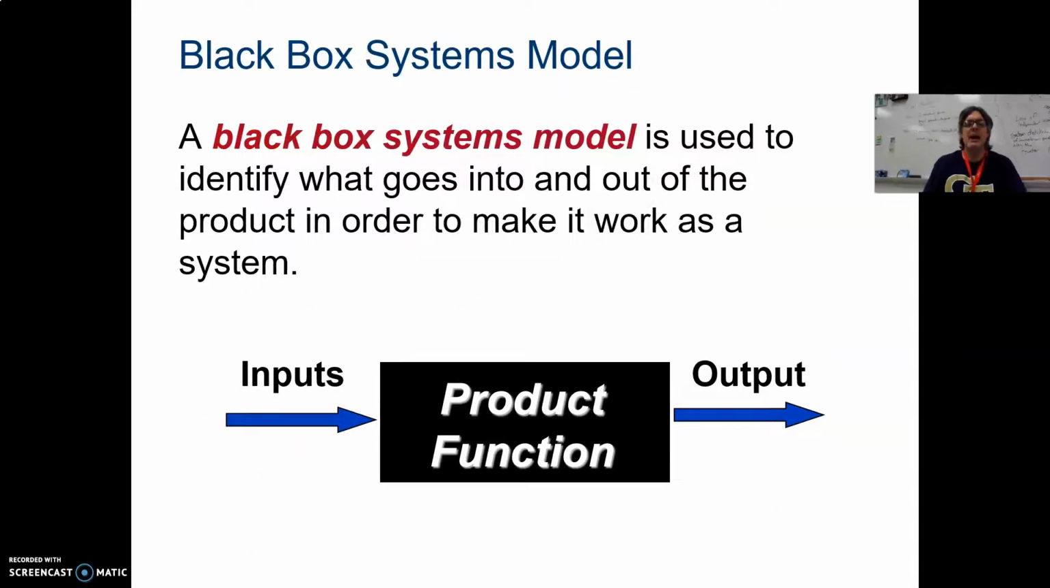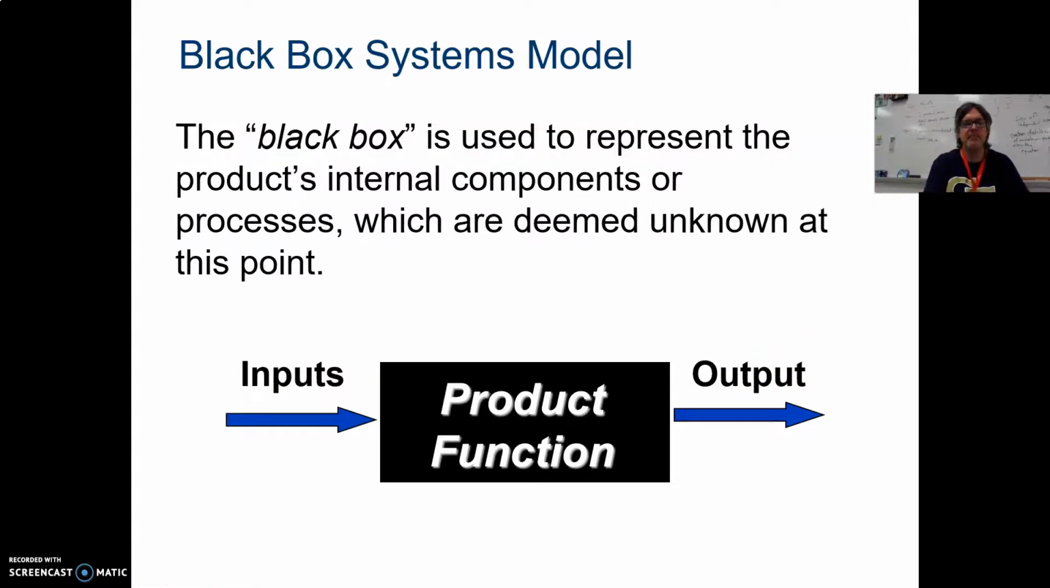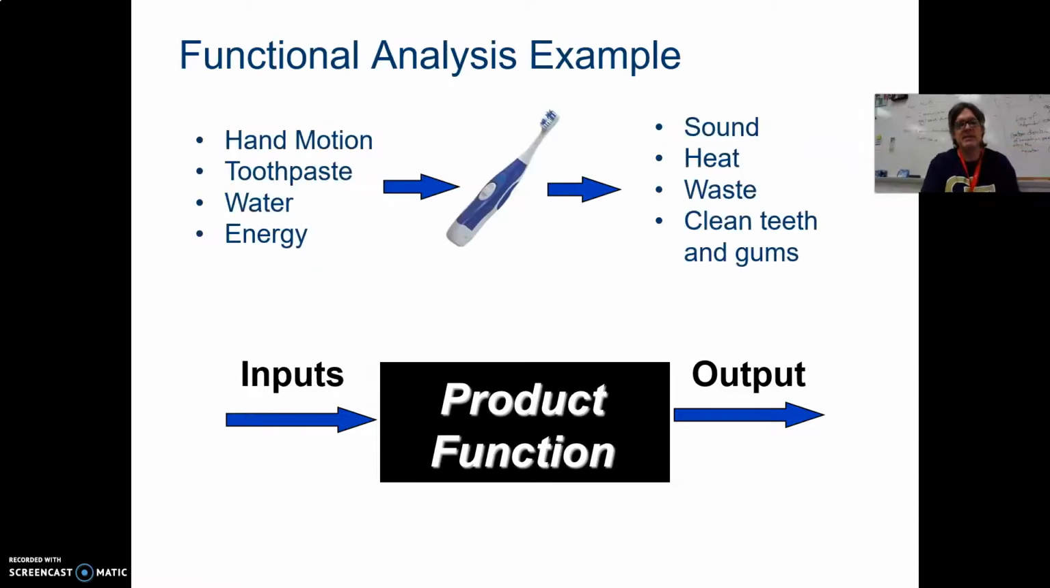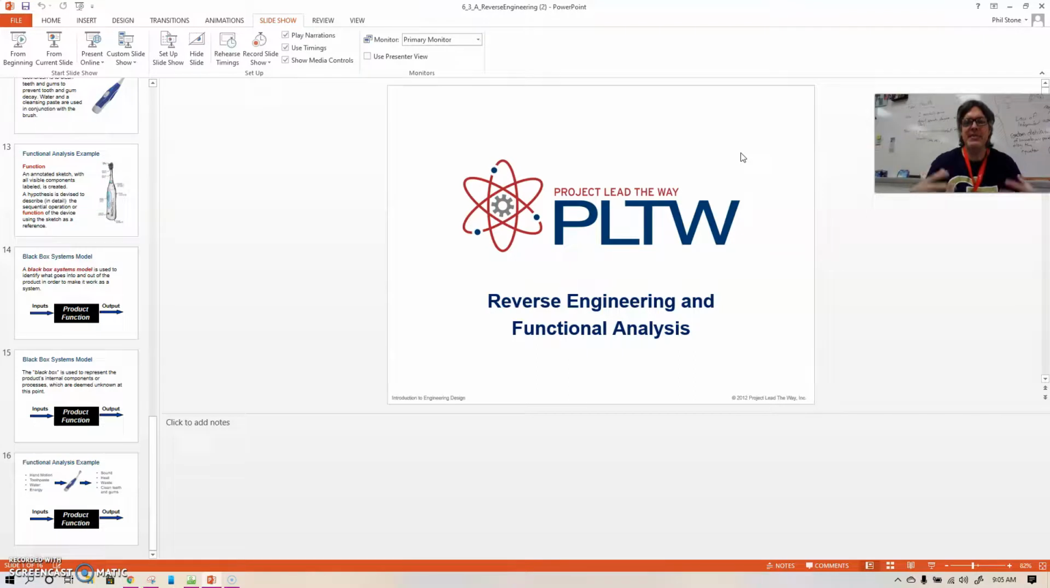The black box model here is to put your product function here and then list all the things that you do to put into the product and everything that you get out of the product after that input. Let me skip forward. Here's an idea. We know what the function of the toothbrush is, and these are all the inputs and what you get out of it from each one of those inputs. So that's functional analysis.